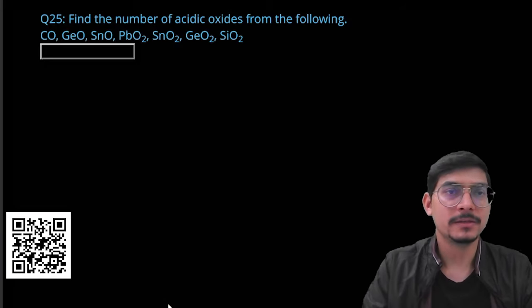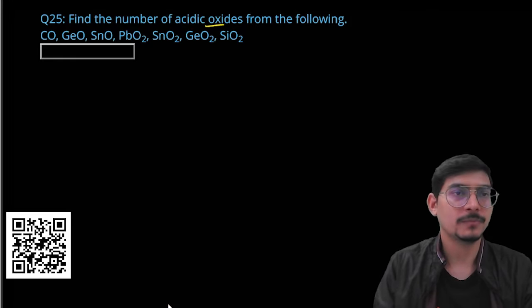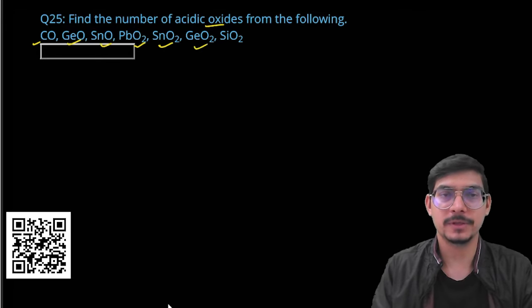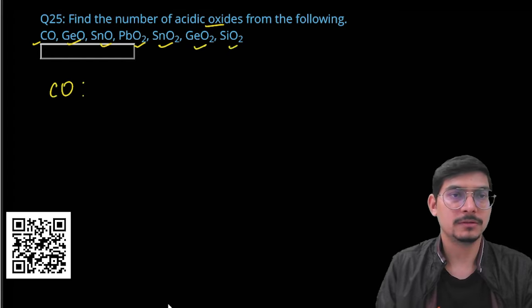Hi everyone. In this question, we have to find out the number of acidic oxides from the following. The oxides are carbon monoxide, germanium monoxide, tin monoxide, lead dioxide, tin dioxide, germanium dioxide, and silicon dioxide. Carbon monoxide is neutral. That is, when it is dissolved in water, the pH remains 7. Germanium oxide is acidic.